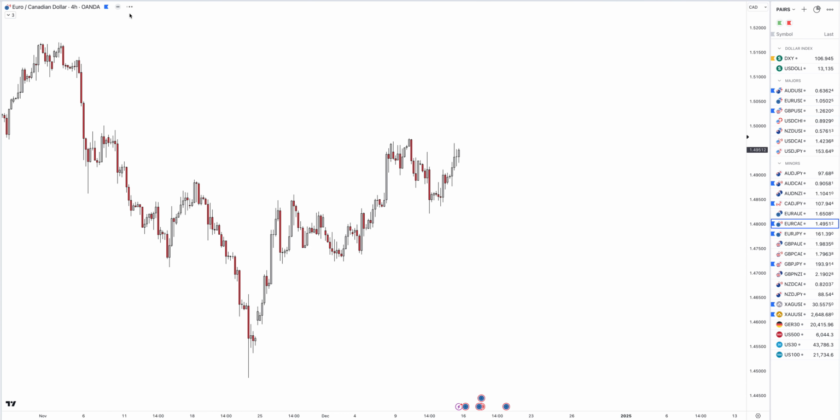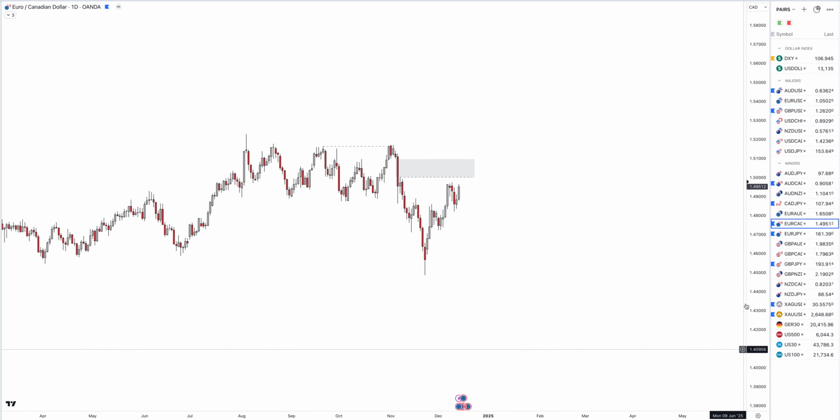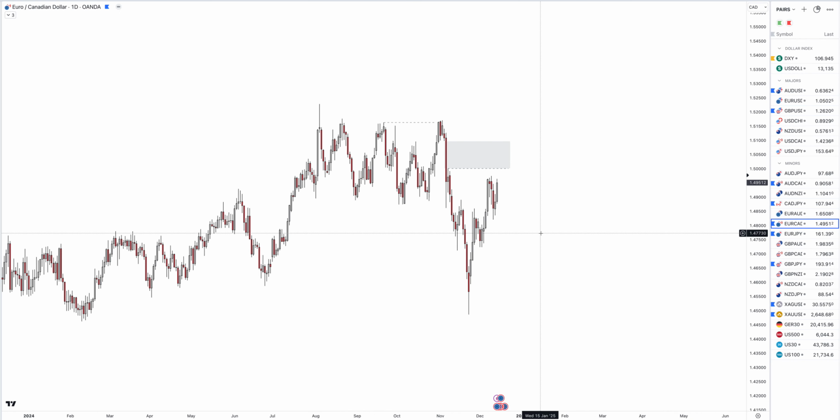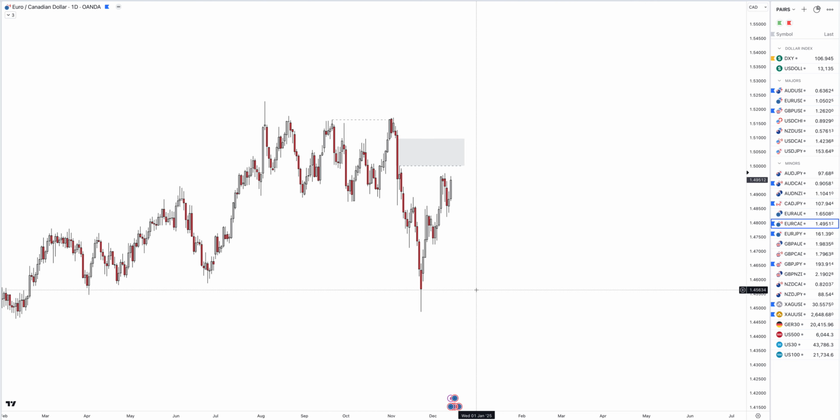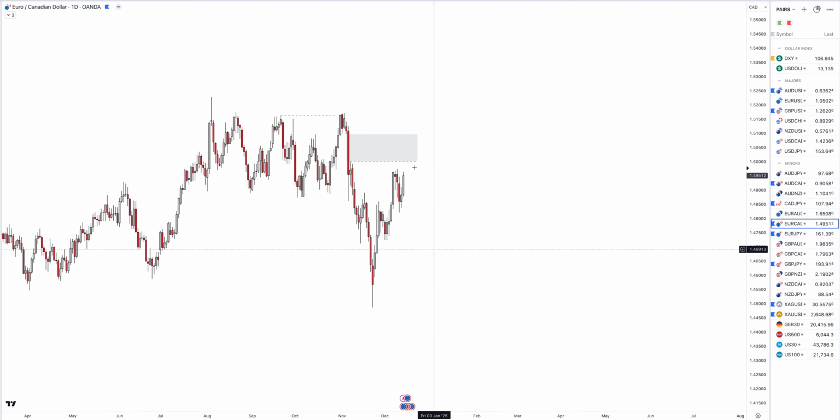And next pair I'm watching on the daily time frame is Euro CAD. I spoke about this last week and even the week before, I think. We've had a liquidity sweep, a huge push to the downside, an impulsive move to the downside. We've had a break of structure here, and also over here. And I'm expecting price to go up into this imbalance, taking out this liquidity, and then I want to see some confirmation out of this level to go short.